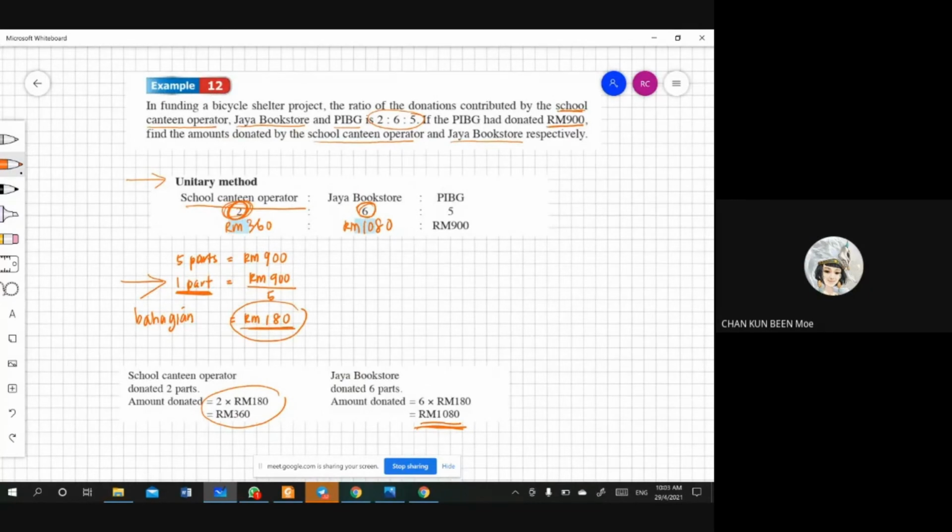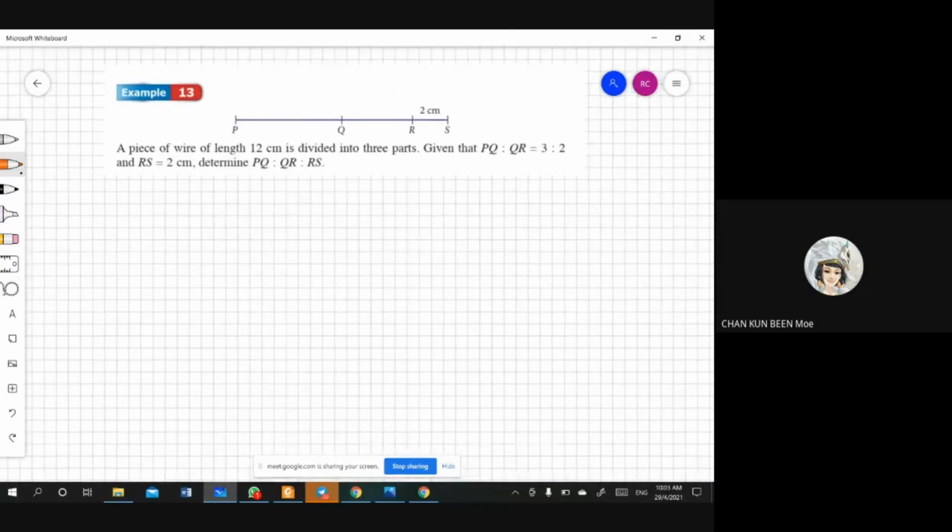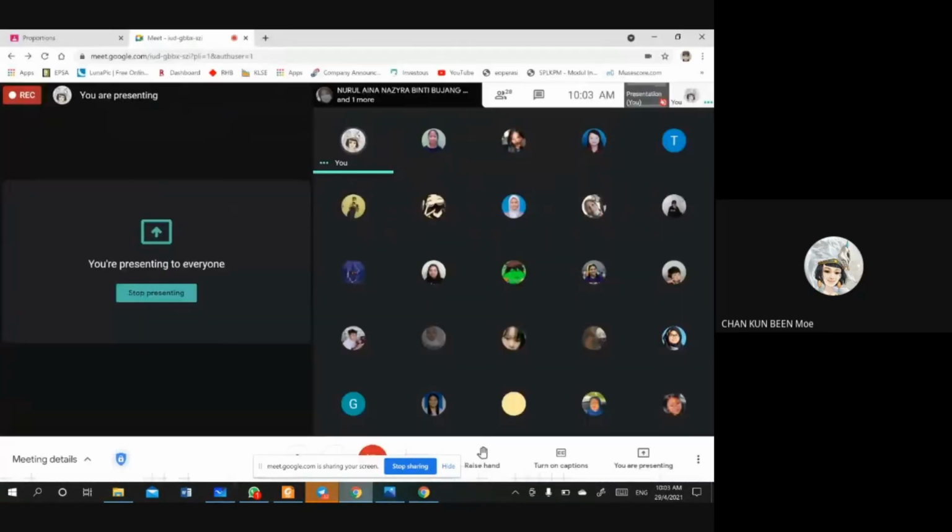Example 13, we still have 2 examples to go, then we can end the lesson already. So you just be patient. Okay, look at example 13. Okay, somebody who is volunteering, any volunteer now? I want you to read. Anyone volunteer to read? You all have a very nice voice. Okay, who is that? Ismahani. Yes, thank you, Ismahani.